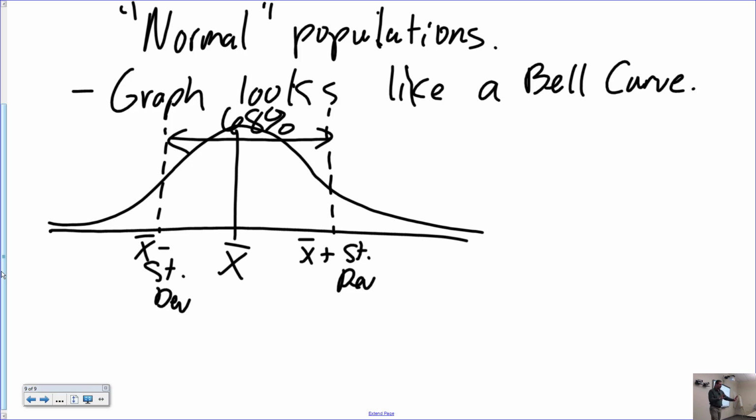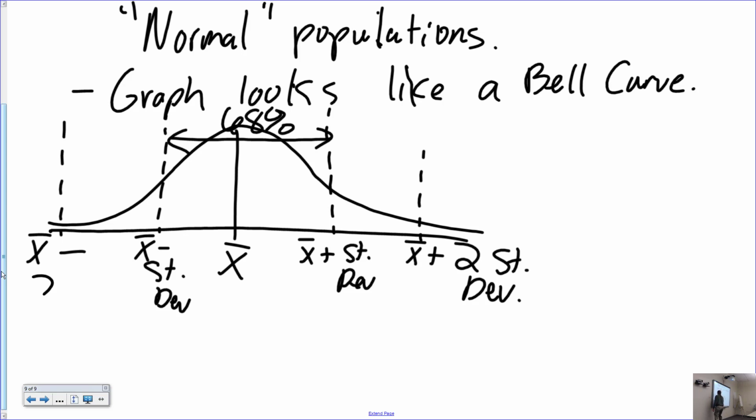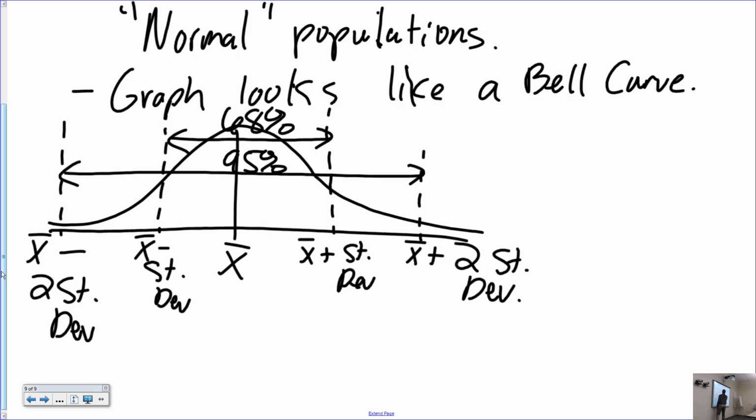Now, I'll explain what that means in a little bit once we actually use real numbers. But just bear with me for right now. All right? And then if you go two standard deviations, or subtract two standard deviations, x bar minus two standard deviations, this range of data represents 95%. 95% of all data is going to be between two standard deviations of the mean.